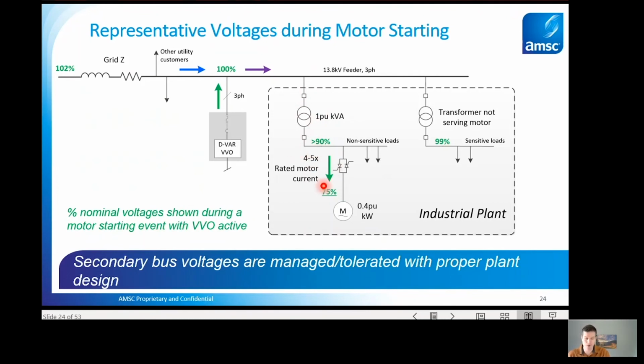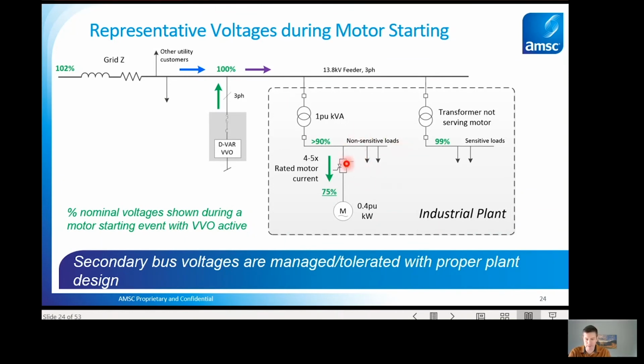This diagram here is showing a typical expected voltage profile at the facility as well as on the feeder when a VVO solution is regulating and protecting the site. A typical inrush event would result in approximately 90% or more remaining voltage on that secondary bus. And that is typically not a problem at all. Really any line start motor is going to be able to tolerate that, no problem. And the real question is if there are sensitive loads on that same motor bus.